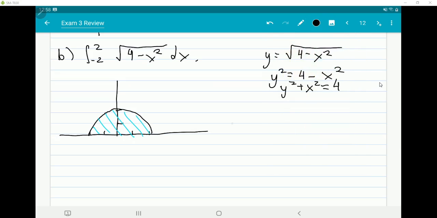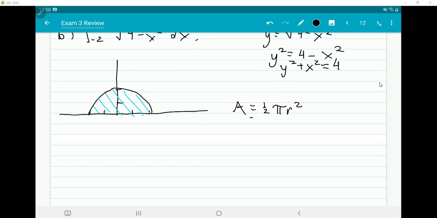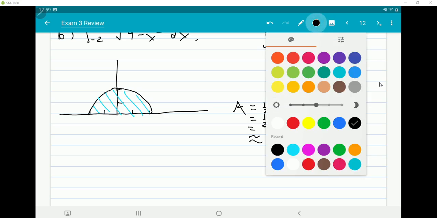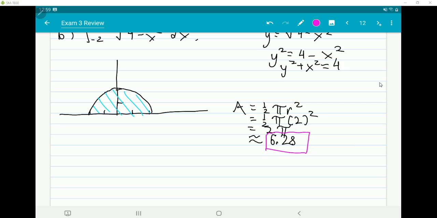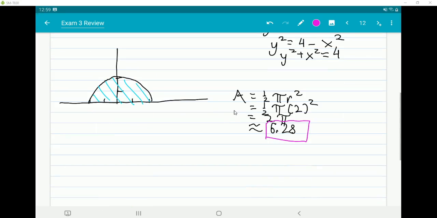But the area of a circle is pi r squared, so since I only have half the circle, I get 1/2 pi r squared, equals 1/2 pi times 2 squared, which is 2 pi. And if I round that to 2 decimal places, I get roughly 6.28. So that's my answer for part B. And that's number 13. So the goal is, can you draw the picture and make use of that?